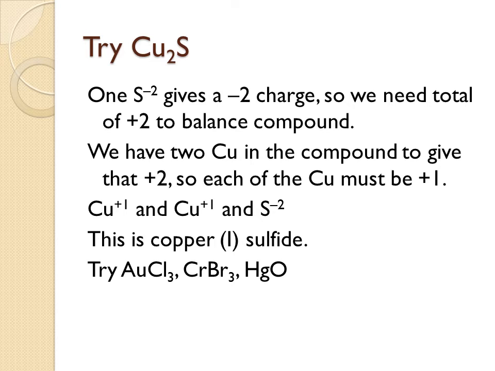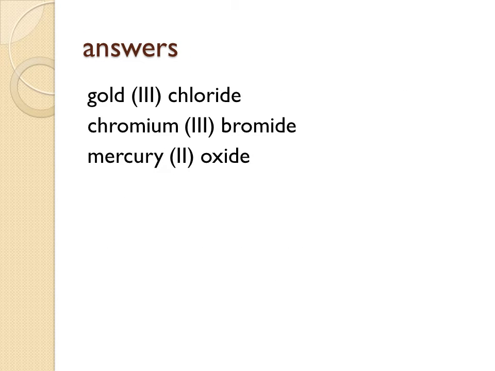So now you can go back and try the rest of the examples on that table. Okay, we'll assume that you've tried those. And so here are the answers: gold 3 chloride, chromium 3 bromide, and mercury 2 oxide.